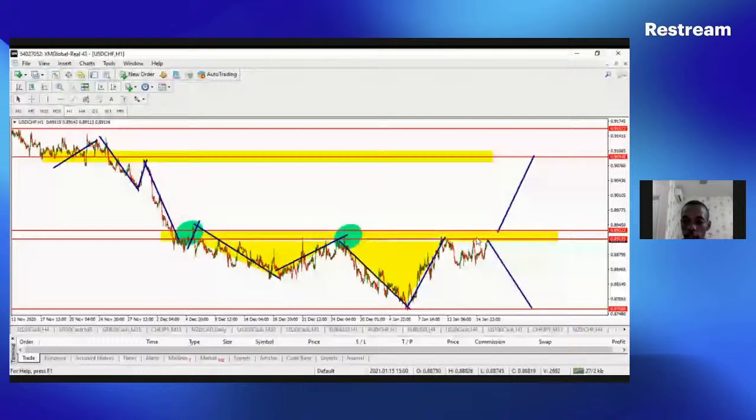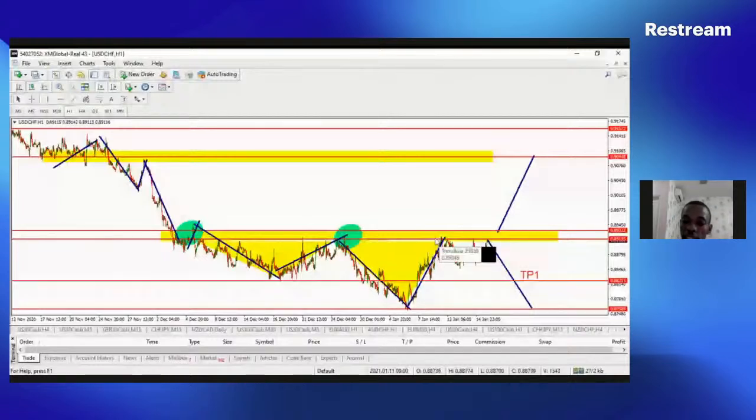So you have something like this. The first take profit will be here. Why am I saying that? Because basically this is an inverted head and shoulder. It's forming a very inverted head and shoulder.